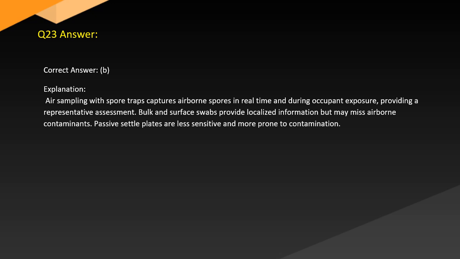Answer. Correct answer: B. Explanation: Air sampling with spore traps captures airborne spores in real time and during occupant exposure, providing a representative assessment. Bulk and surface swabs provide localized information but may miss airborne contaminants. Passive settle plates are less sensitive and more prone to contamination.